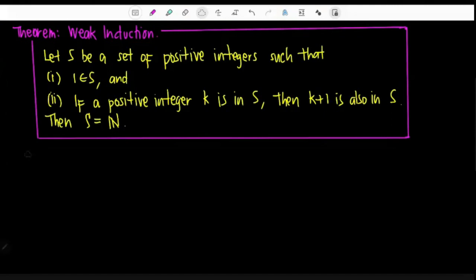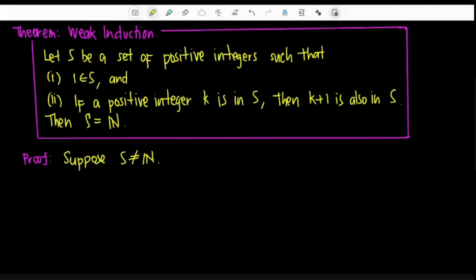So we prove this by contradiction. Suppose S is not the set of natural numbers. Then we should be able to find a contradiction. If we suppose that S is not the set of natural numbers, then of course S does not contain the whole set of natural numbers. So what does it mean? It means that there's an element of the set of natural numbers which is not in S.